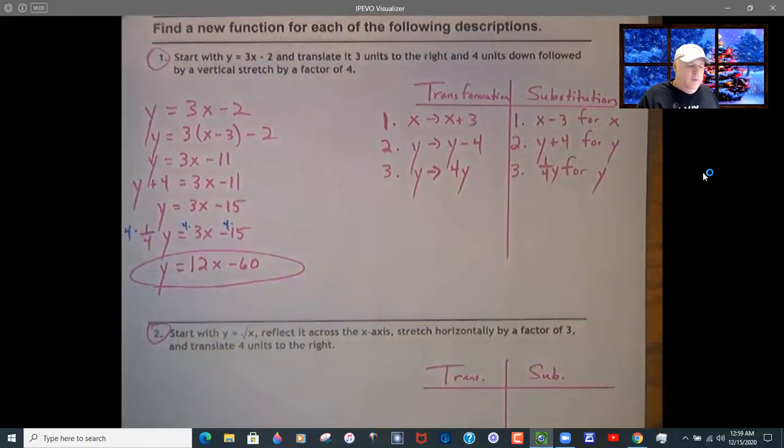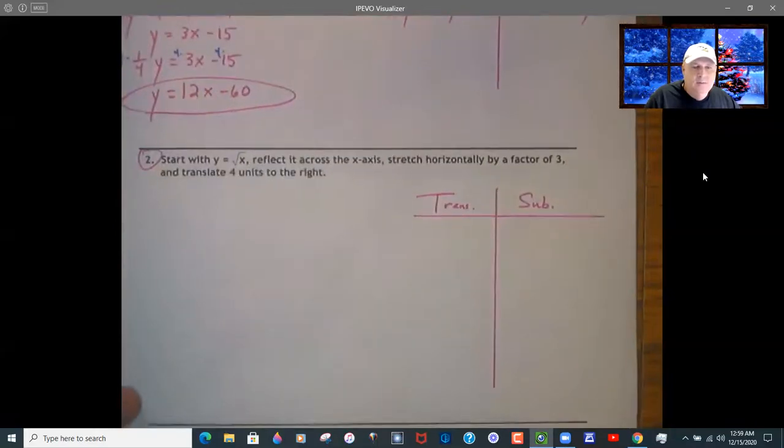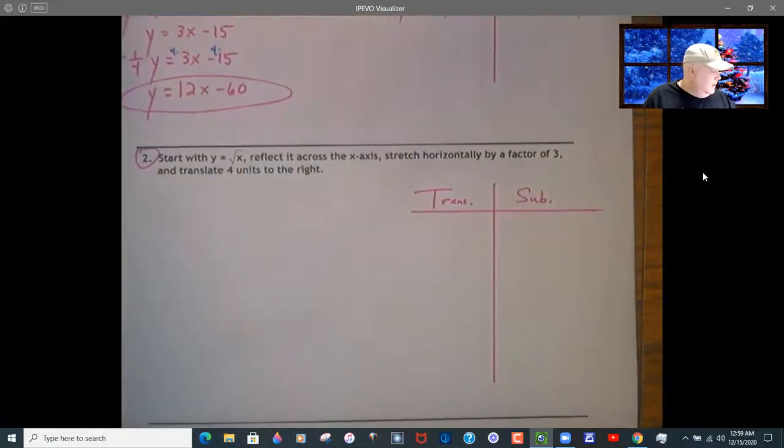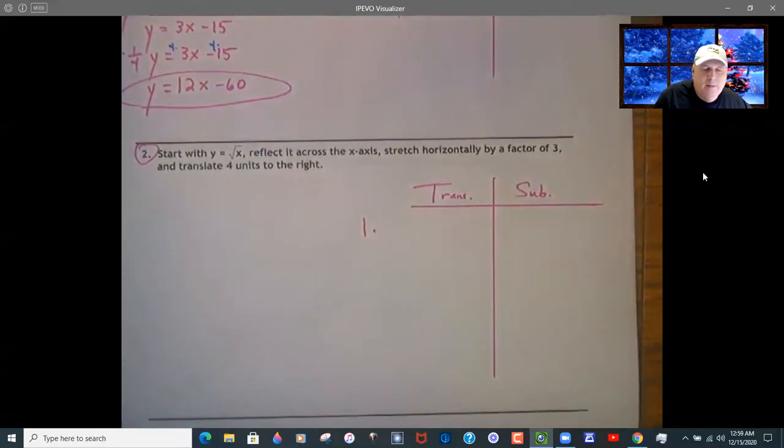And some of these, you know, the quiz problems are going to be simpler than this. But I've really made these to where it will test you very well. And you will get plenty of practice. So if you wanted to stop the video right now and try number 2, that might be a good thing to do. Okay. So if you tried 2, your first transformation, you reflect it across the x-axis.